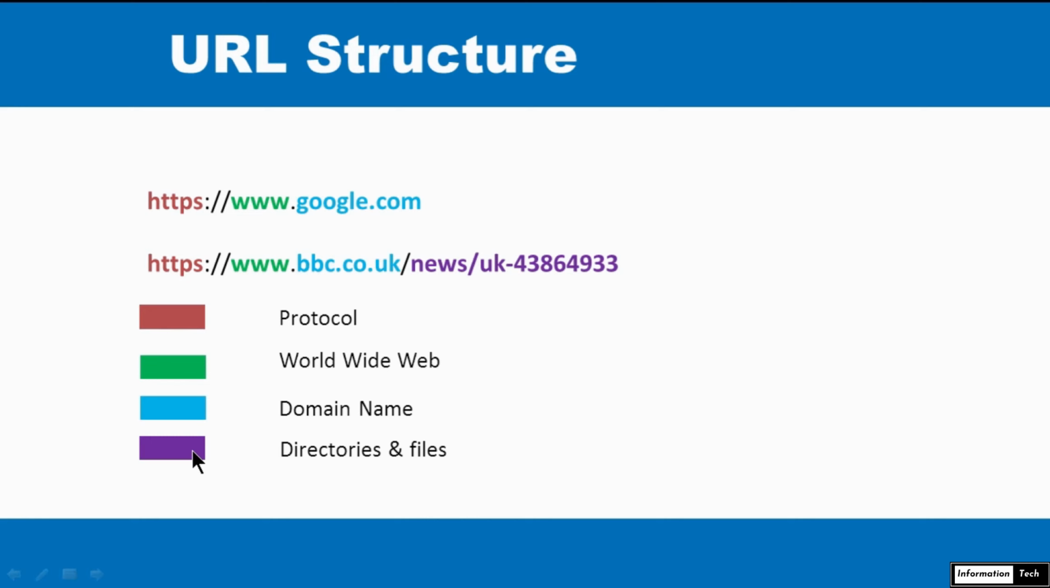And then here in the purple bit, we've got these bits here as well. Sometimes you can have a domain name, but you can also have directories and files that contain other related resources that you may want to access.